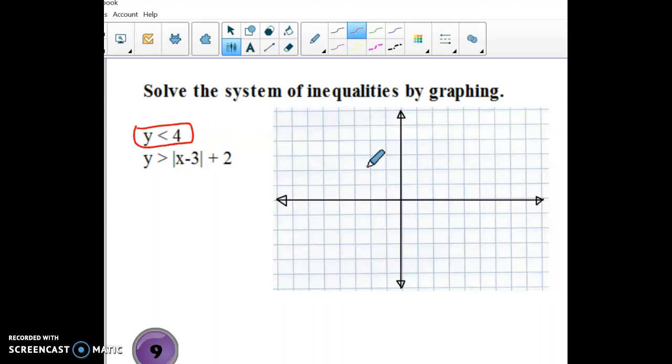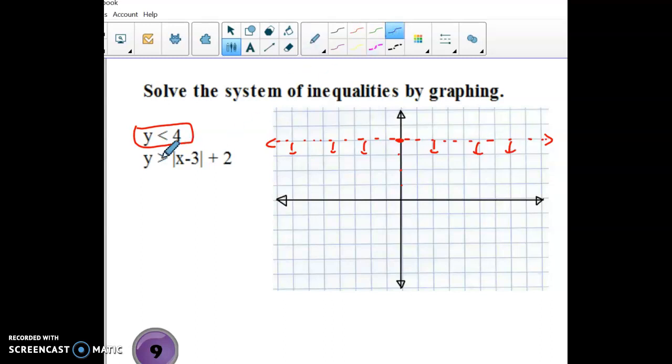All right, so first one, we're going to go to 4 and then draw a dashed line. That's y equals 4, but we have no equal to, so it's a dashed line. And then we're below that, so y is less, right? So we're shading below that line, less than 4.